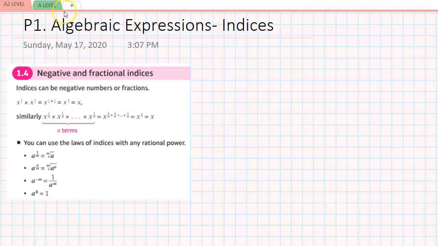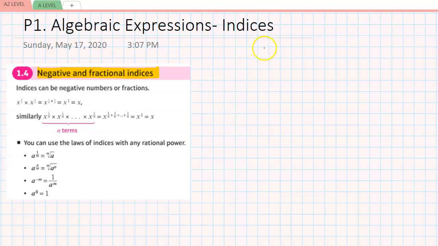Good afternoon. This is algebraic expression, and today's subtopic is indices. I hope you know about indices, and today we are going to study about the negative and fractional indices.